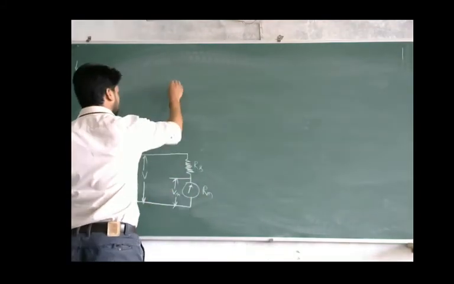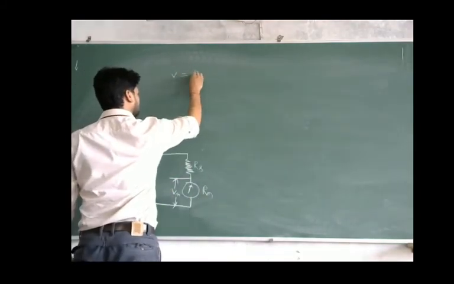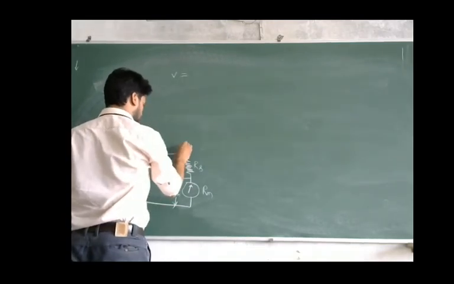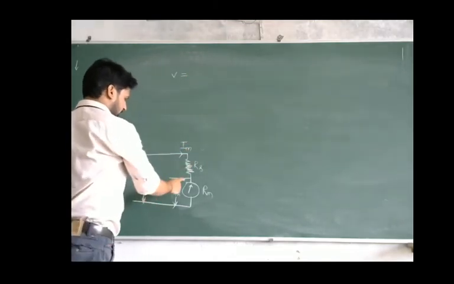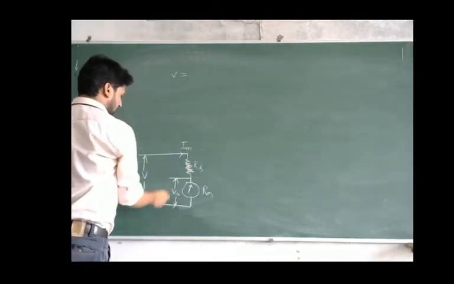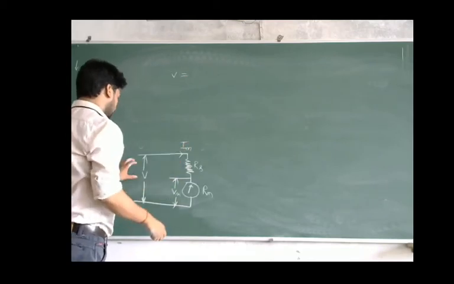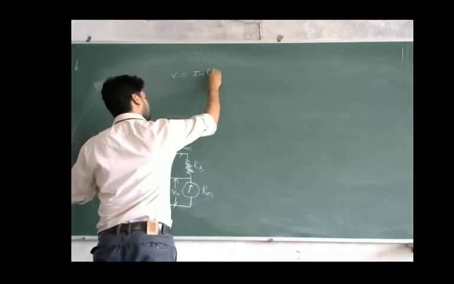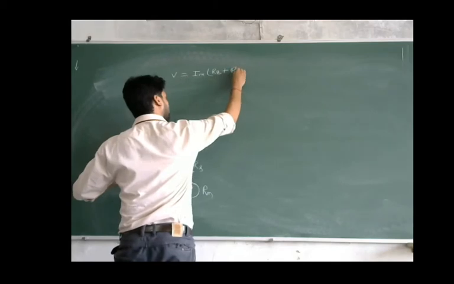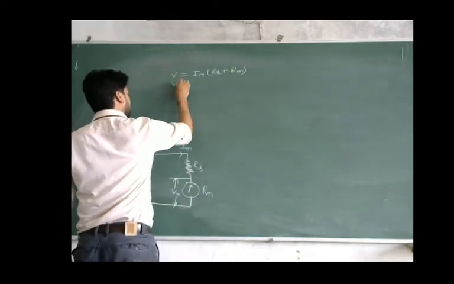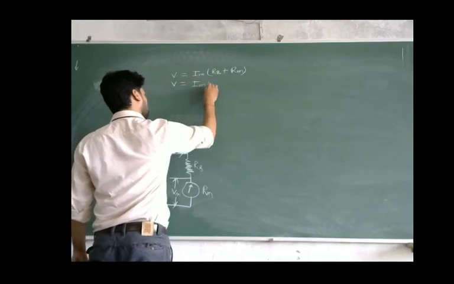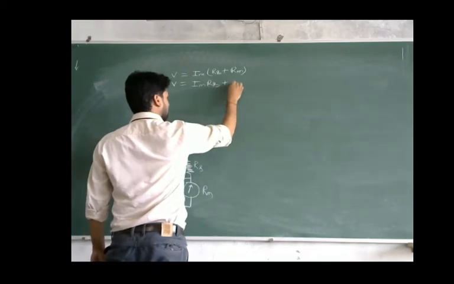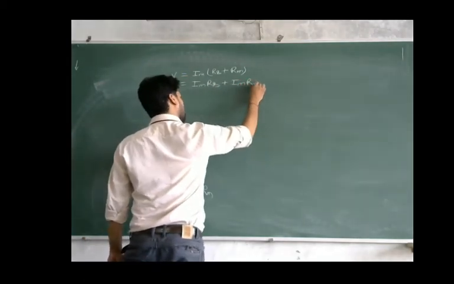We can write that capital V is equal to the current through the instrument, Im, the current through the meter is Im. So we can write that capital V is equal to Im into the total resistance in series, Rs plus Rm. V is equal to Im into Rs plus Im into Rm.